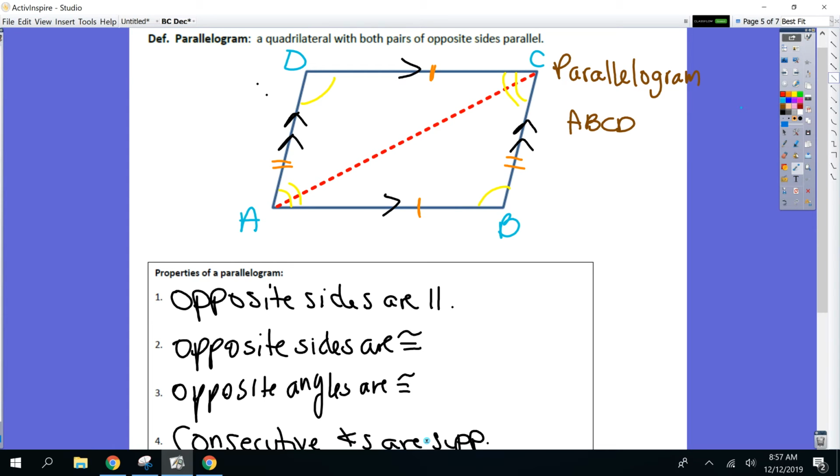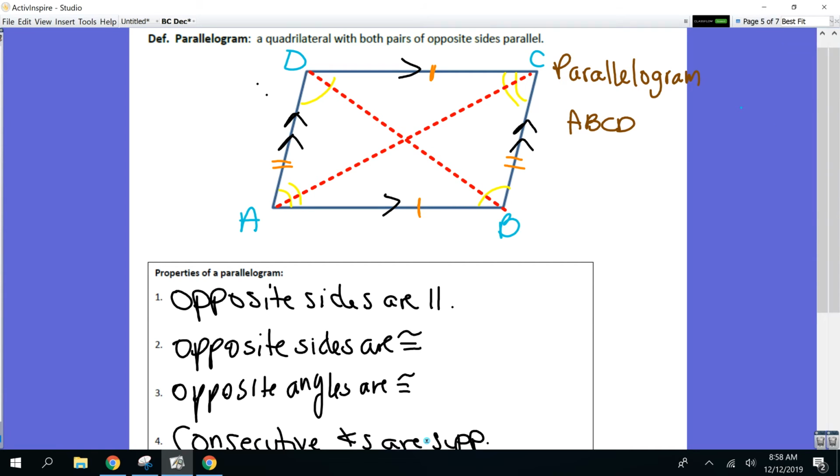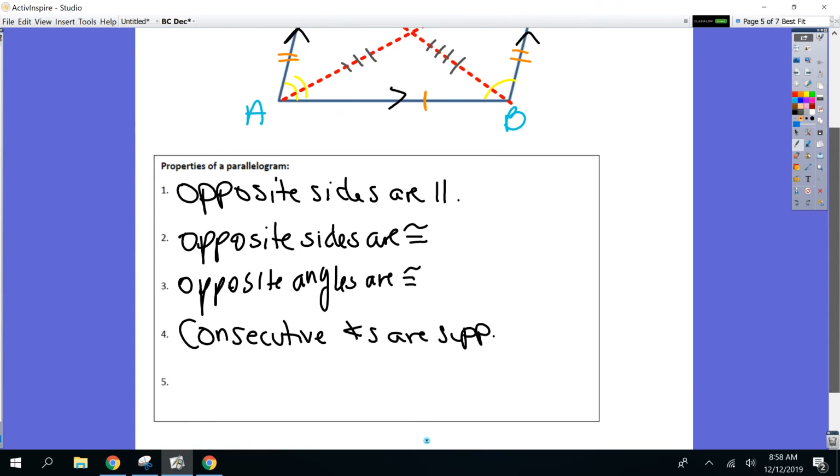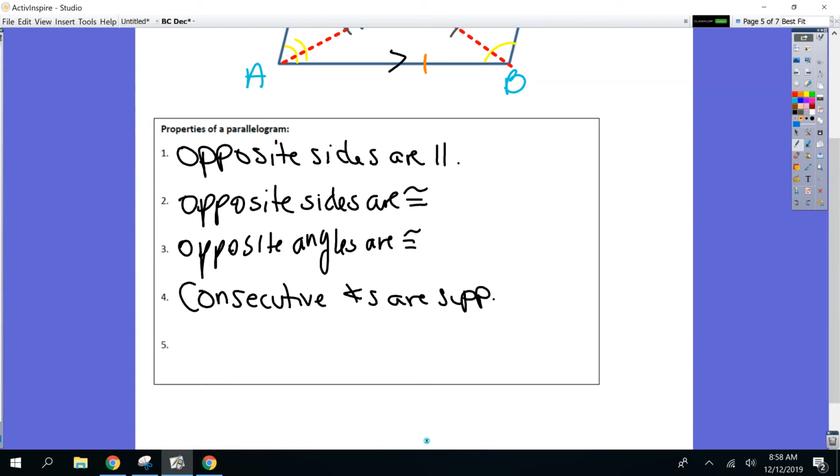What did I just draw in? This is called a what? A diagonal. Let me draw in the second diagonal. Let me put these markings on the diagonal. What are they doing to each other? Diagonals bisect each other. That is the fifth and final one.